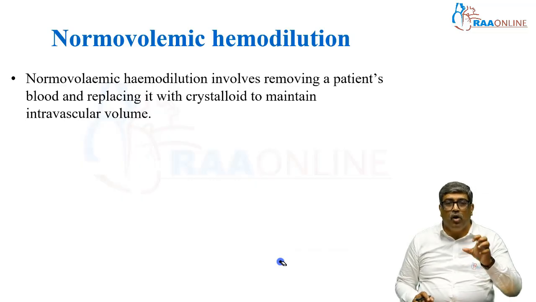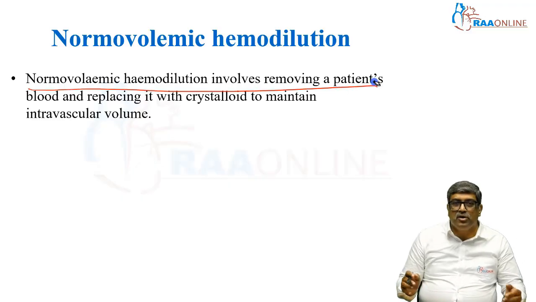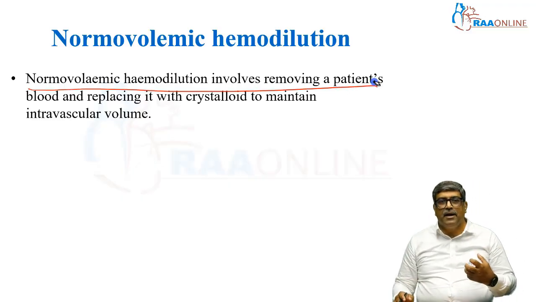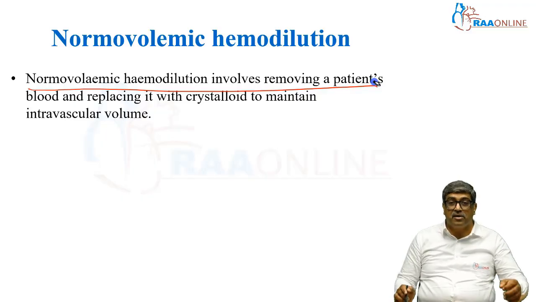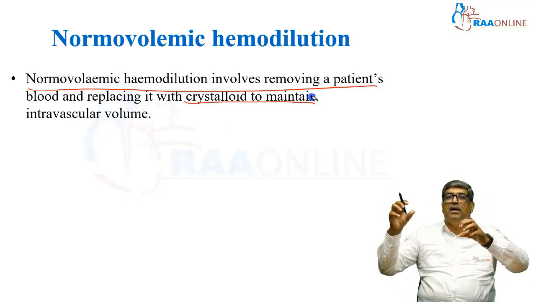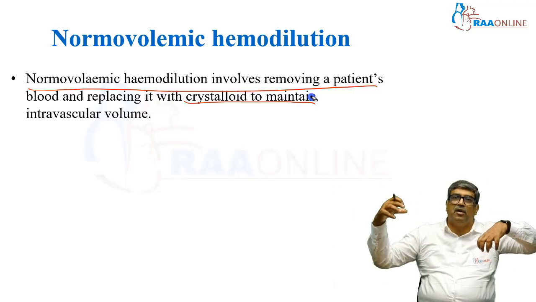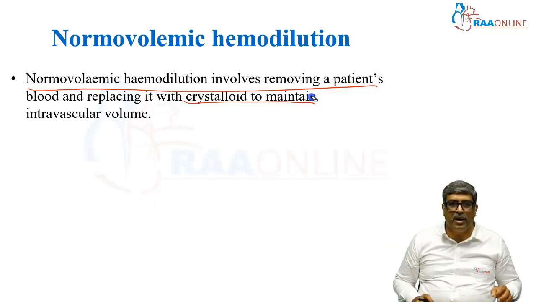Now coming to normovolemic hemodilution. Here it involves removing the patient's blood and replacing it with crystalloid to maintain the intravascular volume. You remove a certain amount of blood and the amount of blood which is removed is replaced with crystalloid. You are adding crystalloid to the blood.